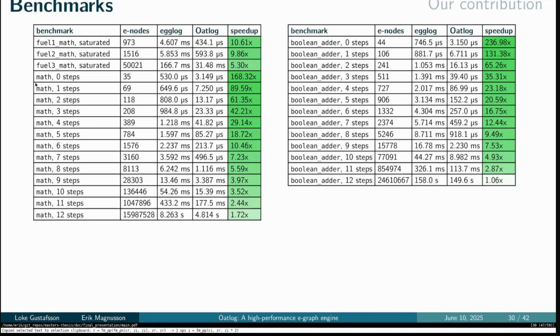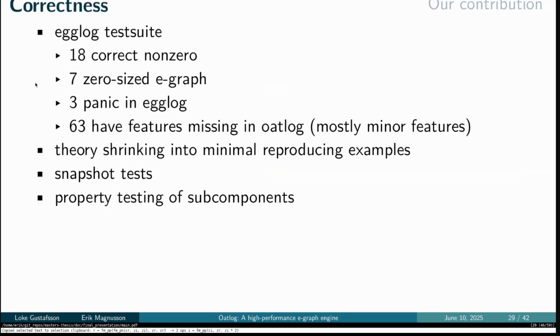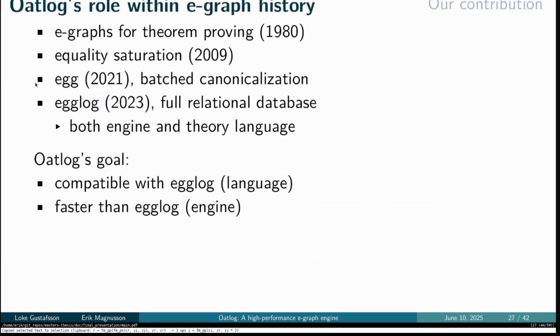You made a lot of comparisons. Are there any other e-graph engines? Not really. There are a lot of e-graph engines that act like egg, but there are not a lot of e-graph engines that act like Egglog. The core of egg is a few hundred lines of code. Everyone who works on e-graphs adapts to egg, basically.